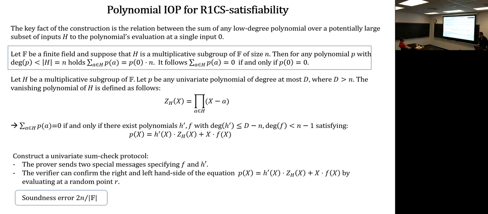Let H be a multiplicative subgroup of F, and P be any univariate polynomial of degree at most t. Then the vanishing polynomial of H is defined by the following product. This polynomial vanishes on H. In order to construct a polynomial IOP, we would need to construct a univariate sumcheck protocol where the prover would send two special messages which would specify f and h. Then the verifier will confirm the right and the left-hand side of this equation just by evaluating this equation at a random point r.